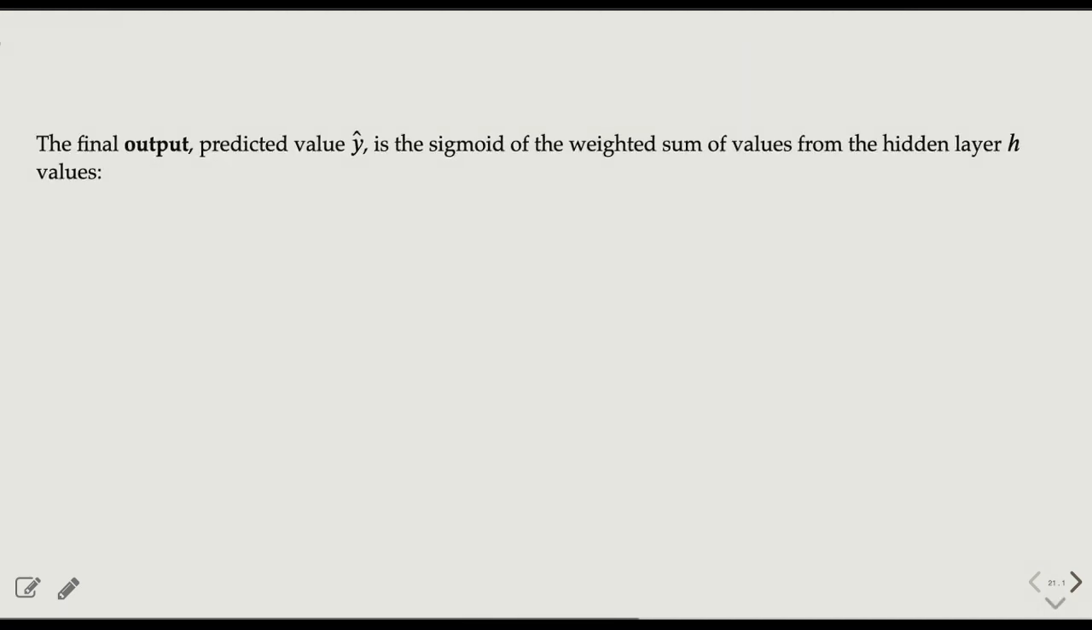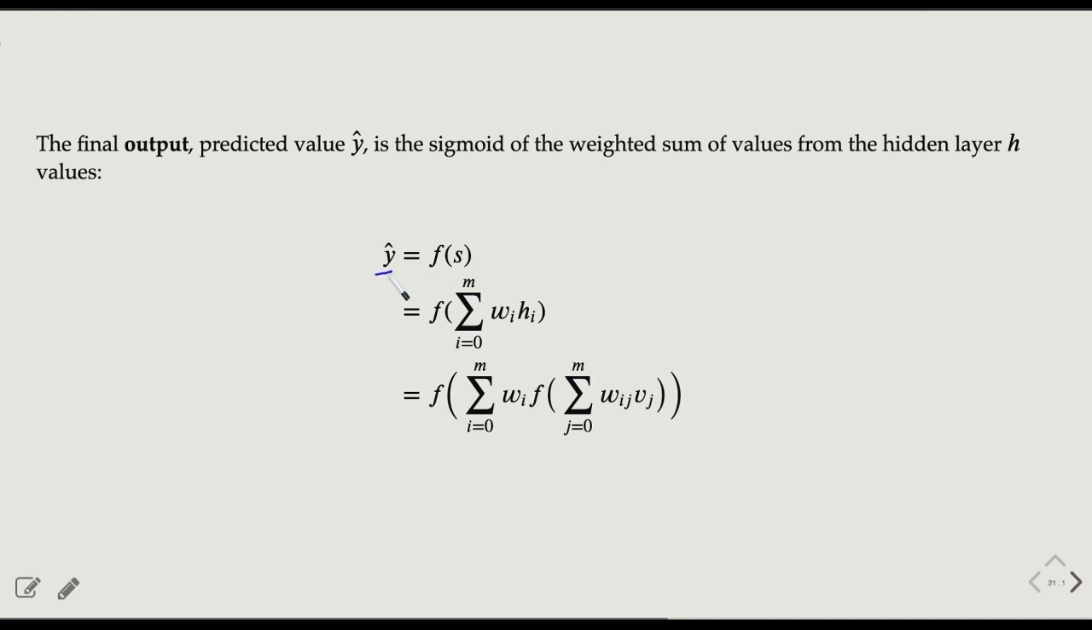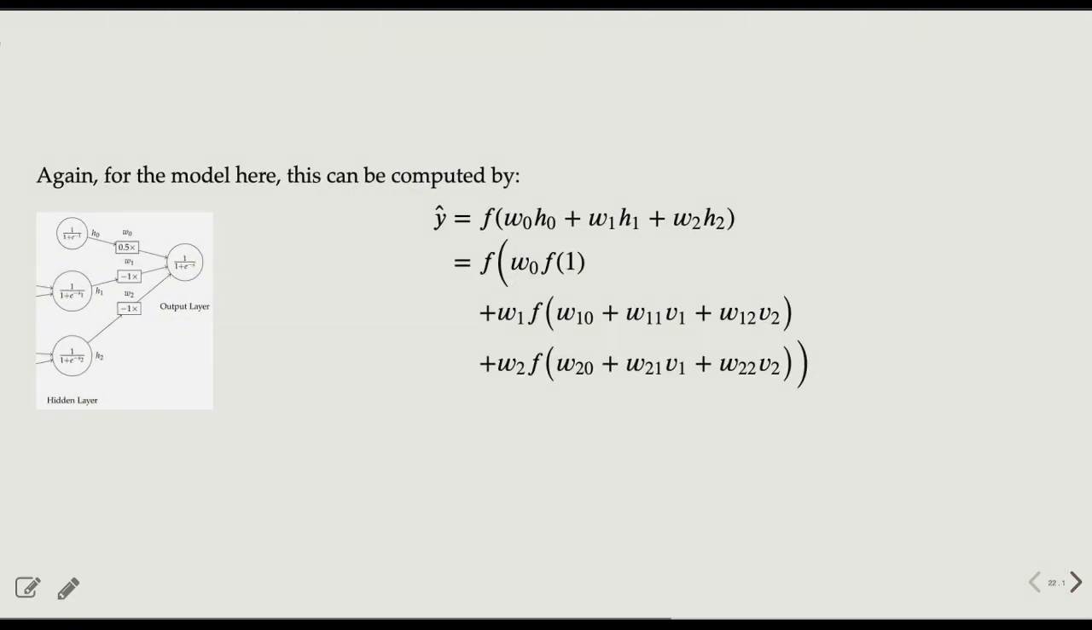The final output, or the predicted value y hat, is the sigmoid of the weighted sum of values from the hidden layer H values. So the final prediction is the weighted sum from the hidden layer. And we know that each hidden layer node is in turn the weighted sum of the input layer, and that's why we get this formula here. Now again, let's look at the model here.